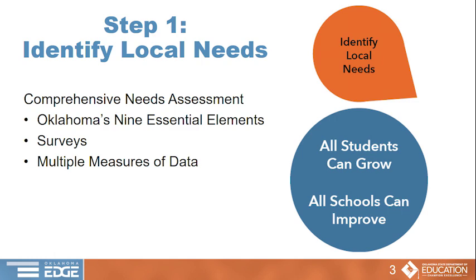Step 1 is identifying local needs. The comprehensive needs assessment has 3 large parts to it. The first part is Oklahoma's 9 essential elements. The second part is surveys of stakeholders, and then the third part is looking at multiple measures of data. Let's talk about Oklahoma's 9 essential elements first.